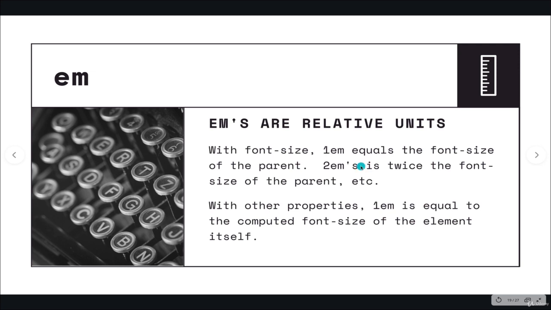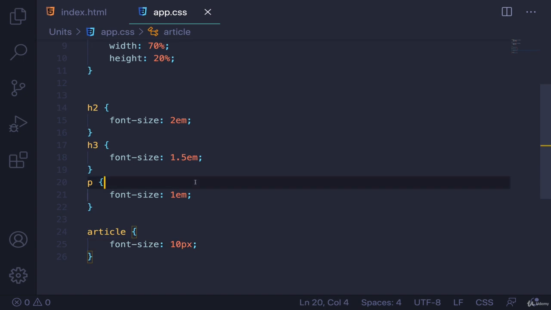Then we have other properties, for example, padding and margin, which are actually pretty commonly used with ems. In those situations, 1em is not equal to the font size of the parent. Instead, 1em is equal to the font size of the element itself. I'll show you what I mean.